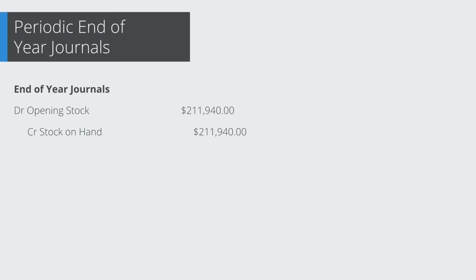So the first thing we want to do is take the stock on hand out of the balance sheet. So this journal here will leave us with zero stock on hand on the balance sheet. So then we need to journal in our new stock on hand, which the client has just given us, which was $274,100. So we debit in the stock on hand. So now we have the correct stock on hand on the balance sheet, and then we put in our closing stock. So these journals here will give us an opening and closing stock journal and also update the balance sheet to be the current stock on hand, which is $274,100.